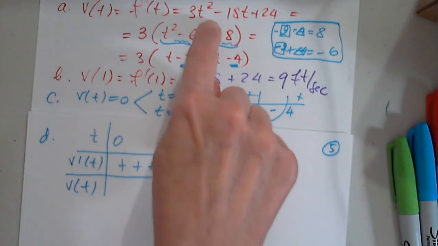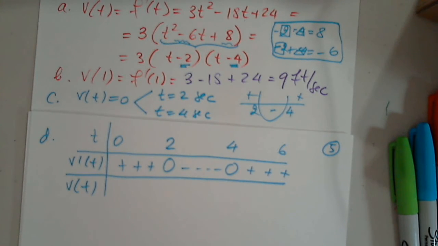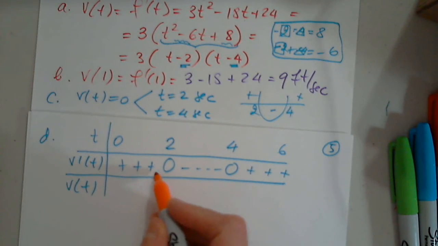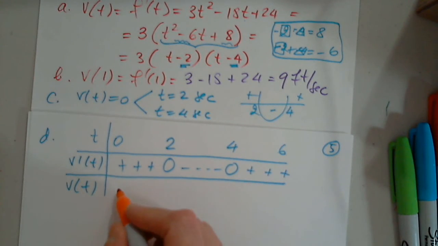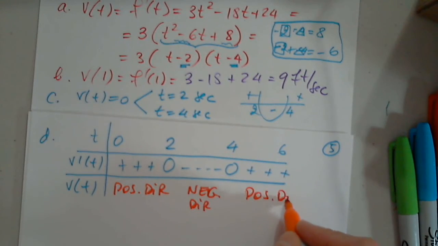Yes, you can put this function in the graphing calculator and plug in 0, plug in 3, and plug in 6, and you'll see the signs. Okay, so for this interval, it's going the positive direction, negative direction, and positive direction. Any questions so far?